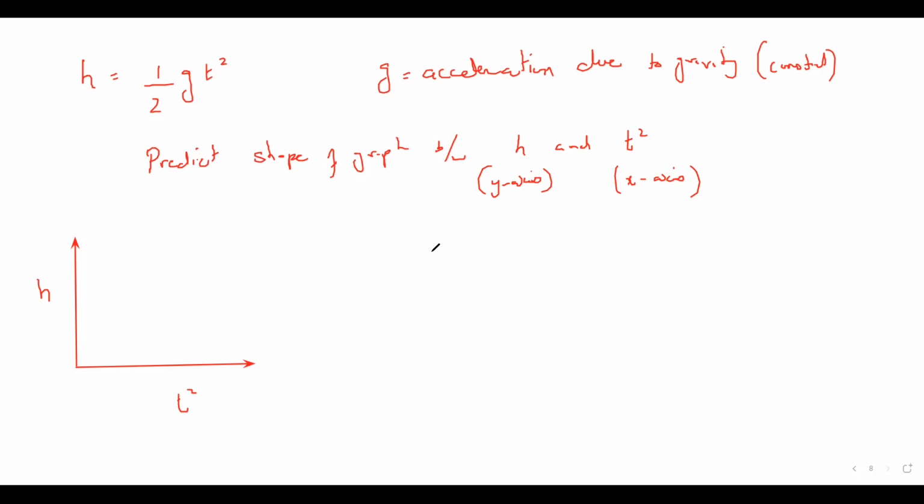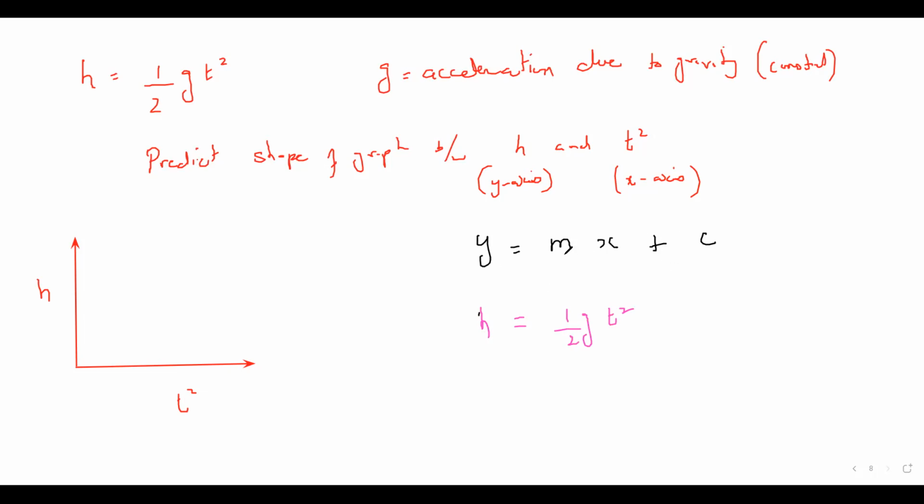What we do is compare with the equation of a straight line. What is the equation of a straight line? The equation of a straight line is y equals mx plus c. And the equation given to us is h equals 1 by 2 g t square.